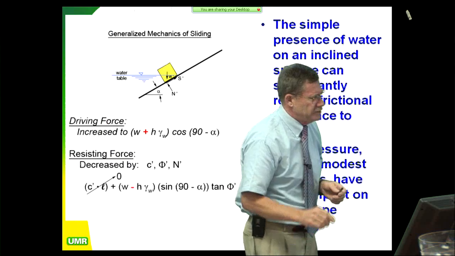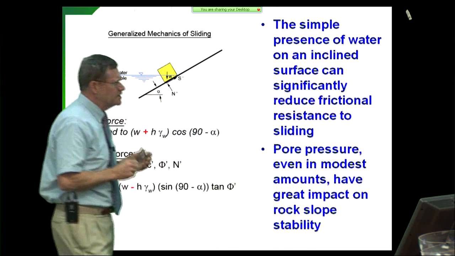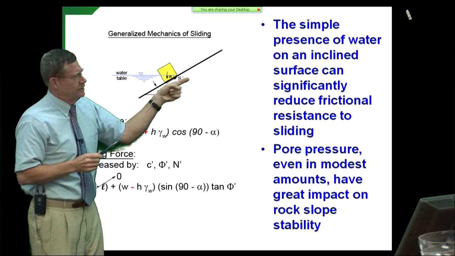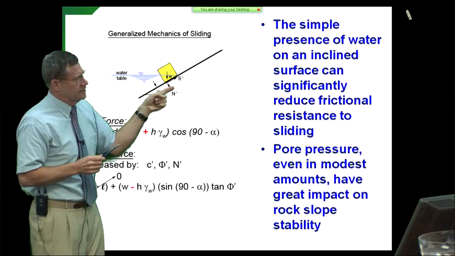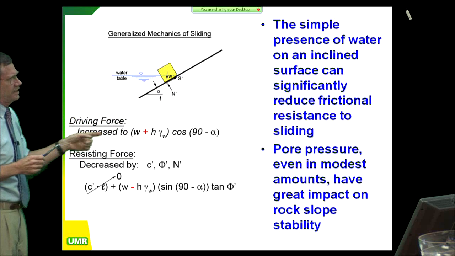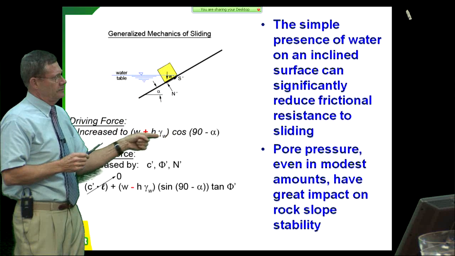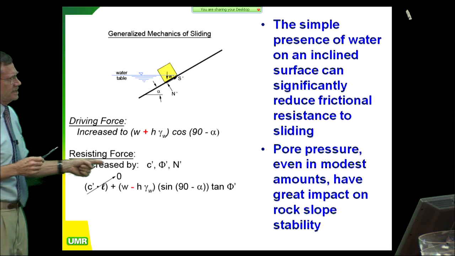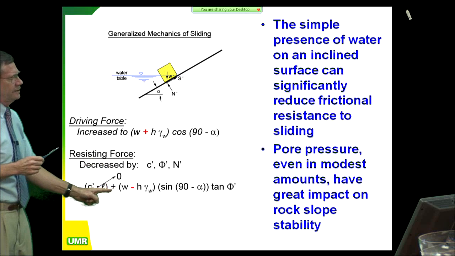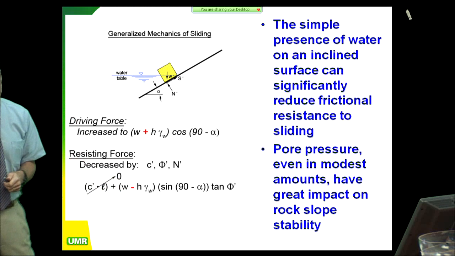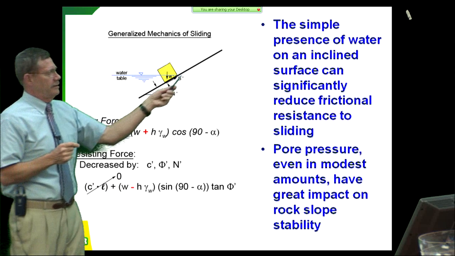Now, the simple presence of water on an inclined surface significantly reduces the frictional resistance to sliding. So the driving force is increased by the water head acting on the inclined surface, and the resisting force is decreased by the pore pressure. So it's not about the volume of water, it's always about the pore pressure. If you have pore pressure here, you have trouble.